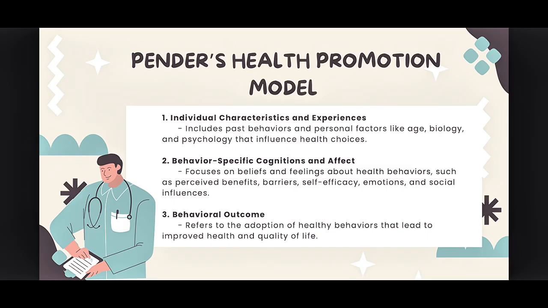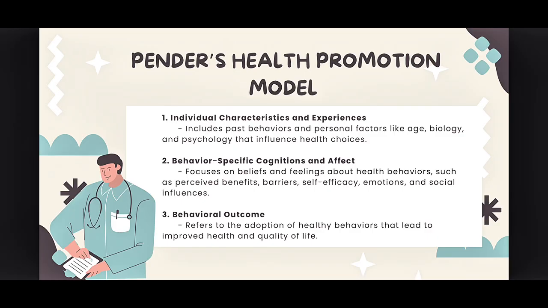Now, let's discuss the three main components of Pender's Health Promotion Model. First, we have the individual characteristics and experiences. This includes past behaviors and personal factors like age, biology, and psychology that influence health choices. This means that our previous actions, such as whether we exercise regularly or had unhealthy habits, can affect our future health decisions. Personal factors like our age, biological makeup, and physiological state also play a role. One example is that an older person may have different health needs compared to a younger one, and someone with a positive mindset may be more motivated to make healthier choices.